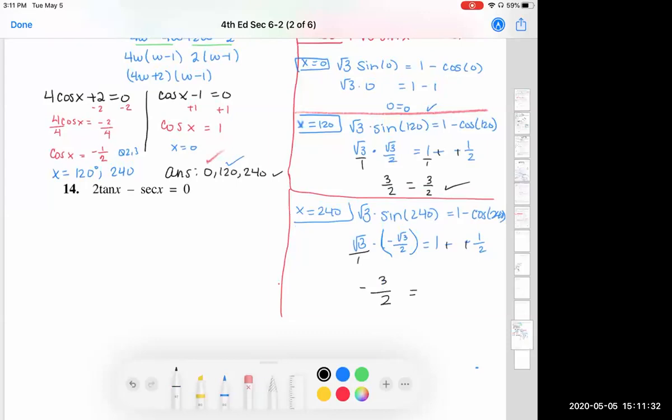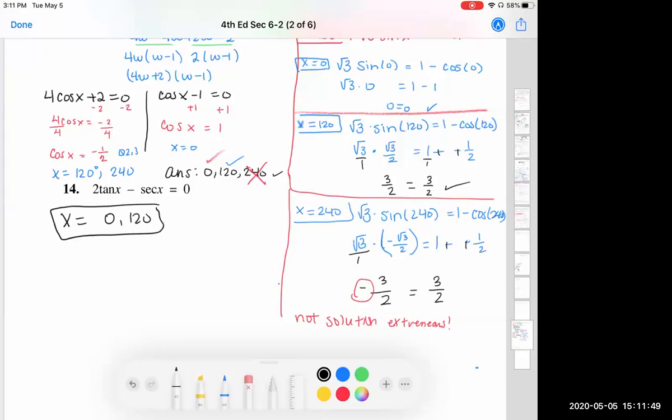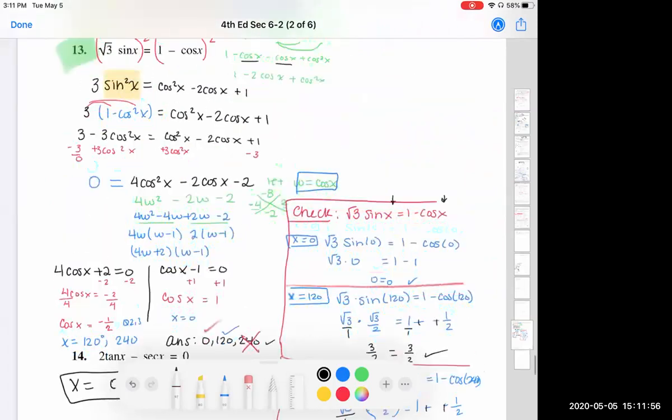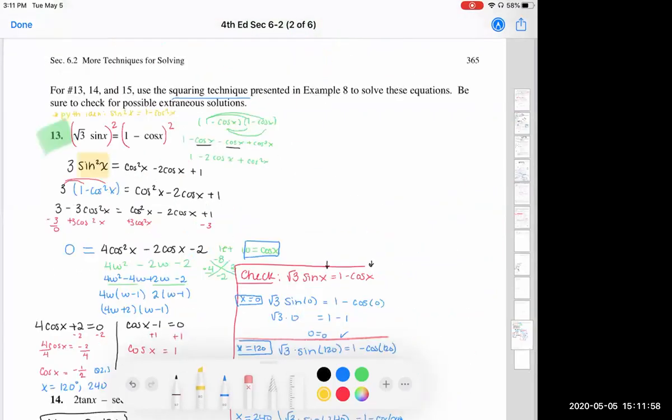Add them, and we're left with something unequal, so you can say it's extraneous. So 240 is not our answer. When we write our actual answer, we want to say x is equal to 0 and 120. 240 isn't a real solution. Now, how do we know that we had to check? We had to check because we squared both sides. Squaring both sides produces a potential extraneous solution.